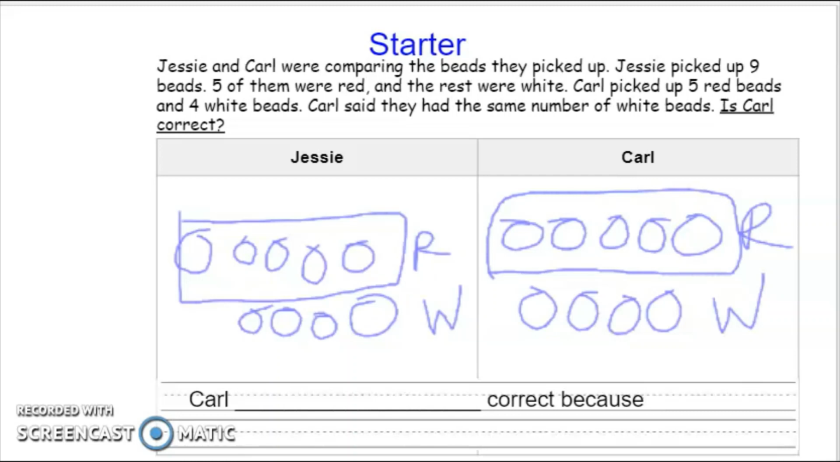Carl told Jesse that they had the same number of white beads. And our big job was to figure out whether Carl was correct. And my friends, we all agreed that Carl is correct. So let's finish our sentence with a complete thought. Carl is correct because... So we all agreed that Carl is correct, but do we know why? Can we explain why we think that? Go ahead and pause, tell a friend or a family member about why you think Carl is correct.